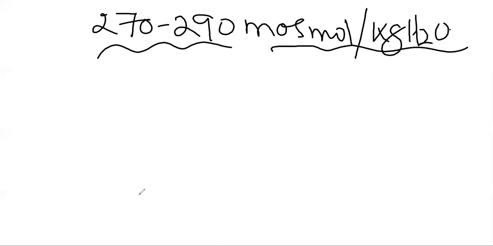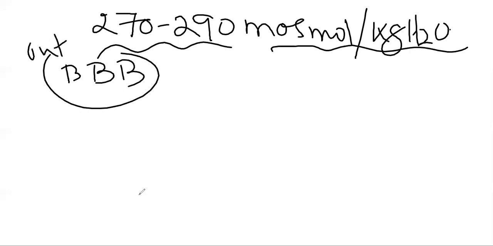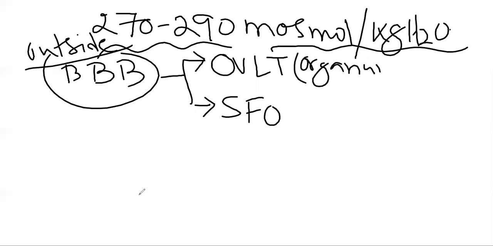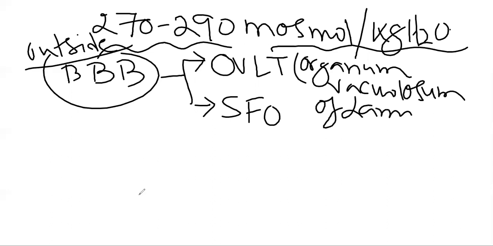Outside the blood-brain barrier, we have osmoreceptors. What are those osmoreceptors? One is the organum vasculosum of the lamina terminalis, and one is the subfornical organ. Again, the organum vasculosum of the lamina terminalis is the main osmoreceptor or osmoregulator which can sense the osmolarity of our body fluid.